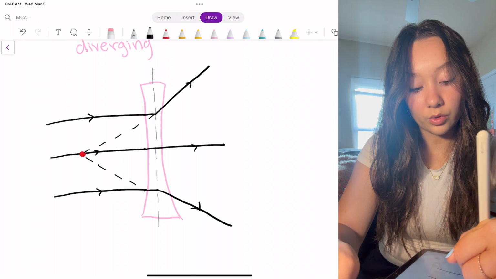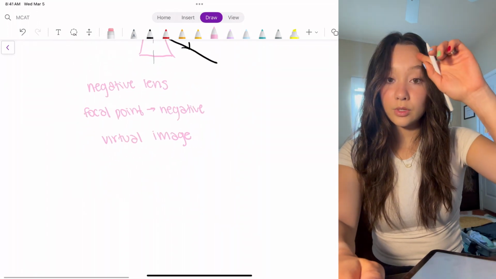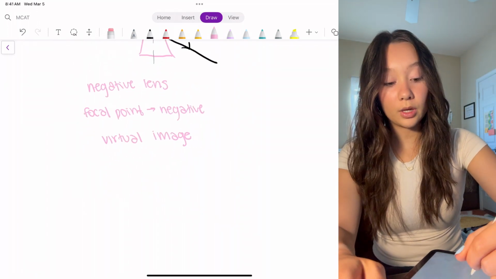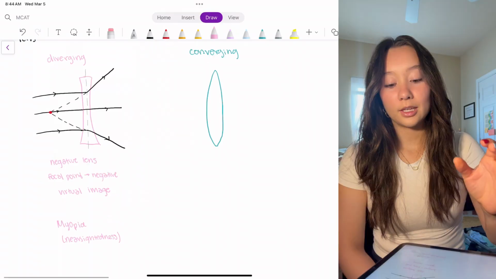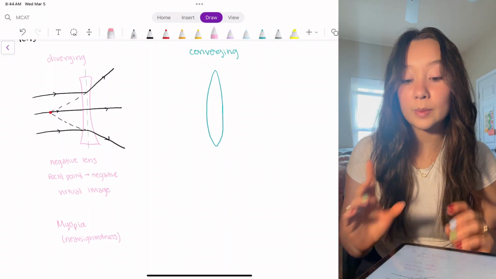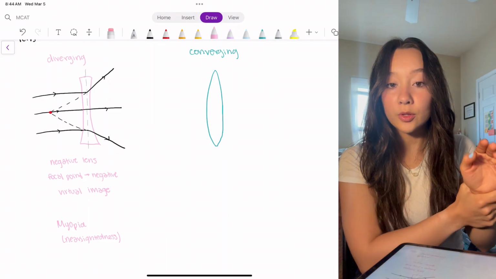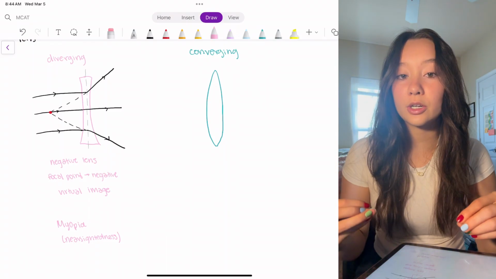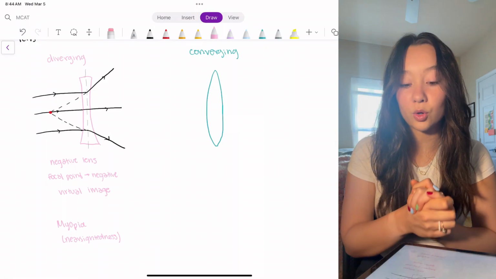So this is all the reflected light. And this is going to be used in cases of myopia, which is nearsightedness. Now, this is a negative focal point, which is different from the mirror because the light is actually going through the lens. So the lens is a clear material. The sign conventions are going to be different.